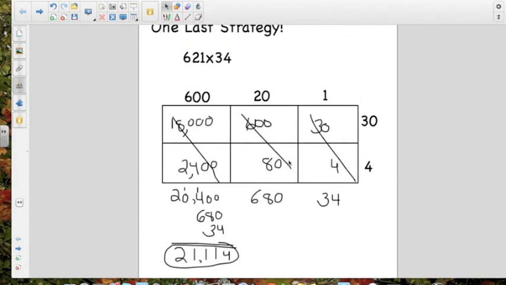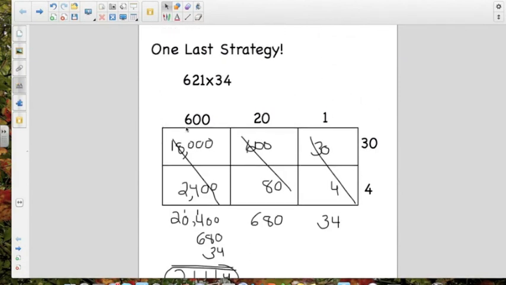So this way you have to be fairly confident with your tens facts, but a little bit less room for error than some of the others.